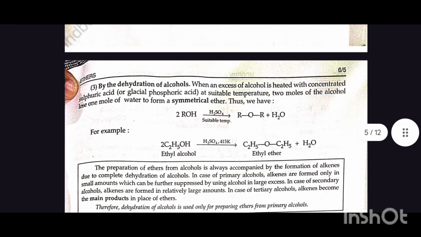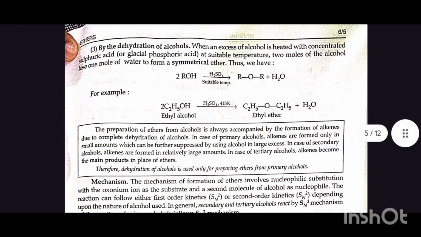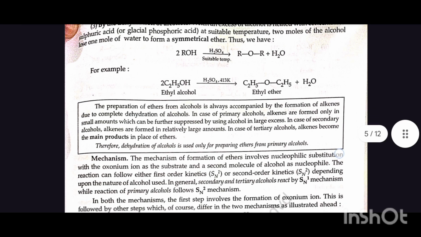Third, by the dehydration of alcohols. When an excess of alcohol is heated with concentrated sulfuric acid or phosphoric acid at suitable temperature, 2 moles of alcohol lose 1 mole of water to form a symmetrical ether. Thus, we have 2 ROH in presence of sulfuric acid at suitable temperature gives ROR plus H2O. For example, ethyl alcohol gives diethyl ether plus H2O in presence of sulfuric acid at 413 Kelvin temperature.